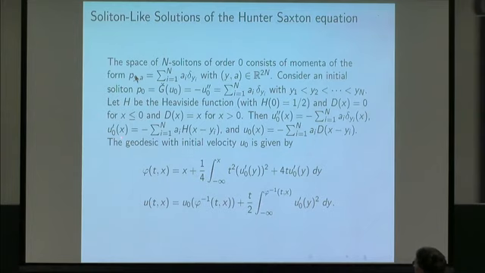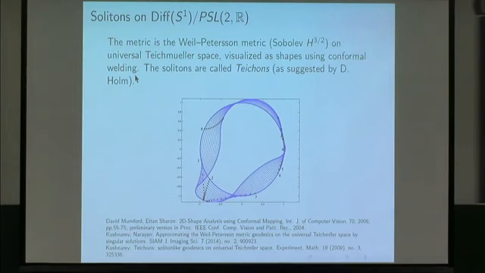Then you can compute a geodesic with this initial velocity U0, and you get this geodesic in completely explicit form, and its velocity field looks like that. Okay, so this was a very simple situation, but it was the situation that gave a lot of motivation to us looking for other soliton solutions. So this is a little more complicated. This is solitons on the universal Teichmüller space with the Weil-Petersson metric.